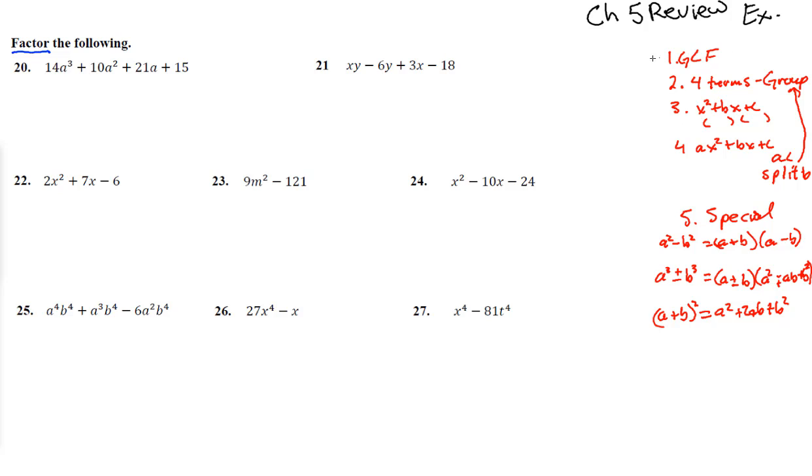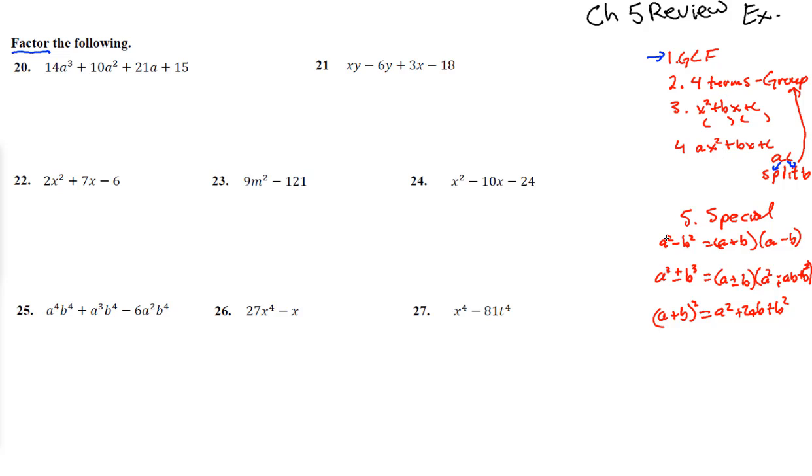Greatest common factor, we always do this on every polynomial. With 4 terms, we do grouping. With 3 terms and just a leading coefficient of 1, we break it up like that: what times is C, adds to B. With a leading coefficient other than 1, we take A times C, and then we split B. That's the goal, and then we have 4 terms. We could do grouping again.